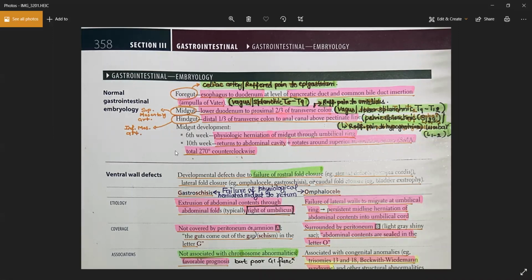You also need to know that all of this rotation happens around the superior mesenteric artery. Step 1 can ask you this, or they can test you with options. They can mention that this midgut rotates around the inferior mesenteric artery, or the celiac artery, or the superior mesenteric artery. So you need to answer the superior mesenteric artery. Okay, that would be all about the midgut development. Any doubt?